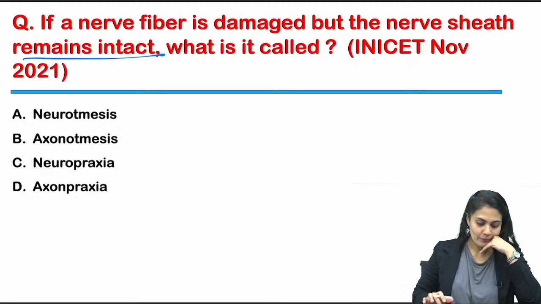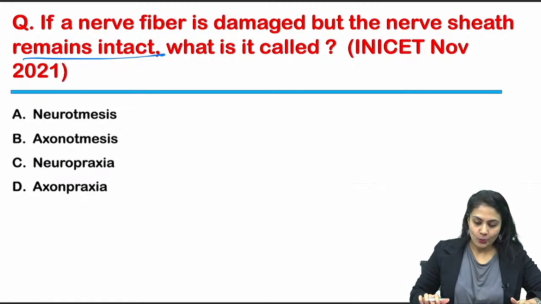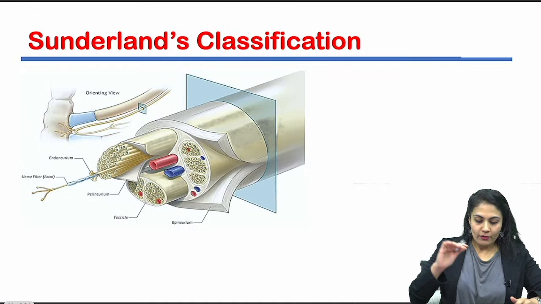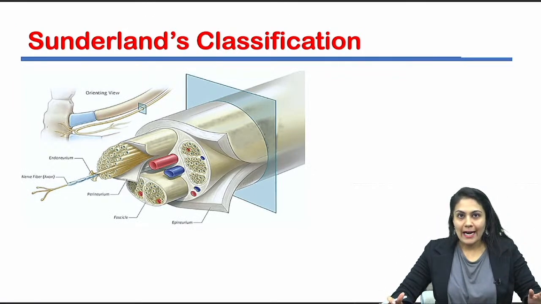Okay. So let's see. There are two classifications. First of all, we should know the anatomy, right? You must have learned anatomy very well.